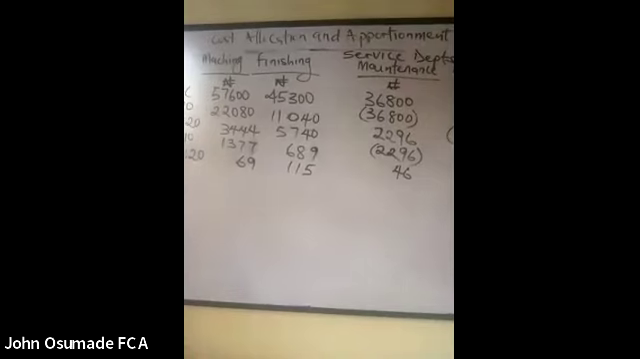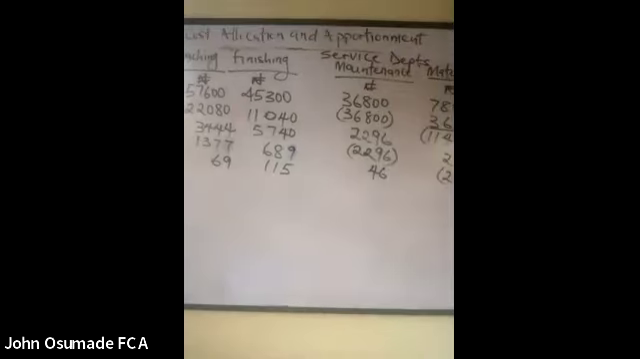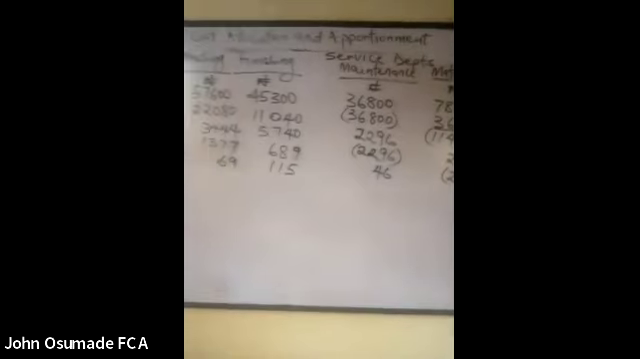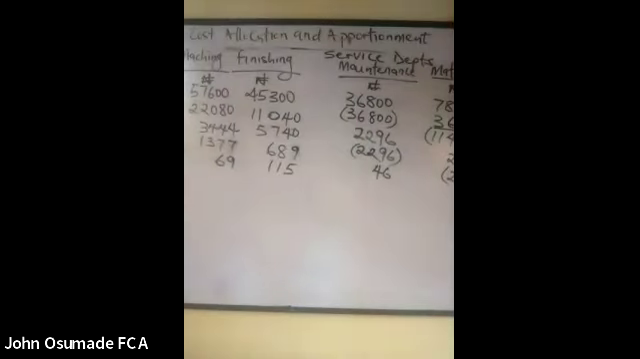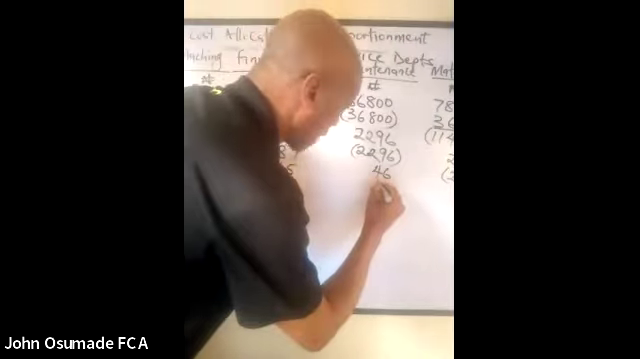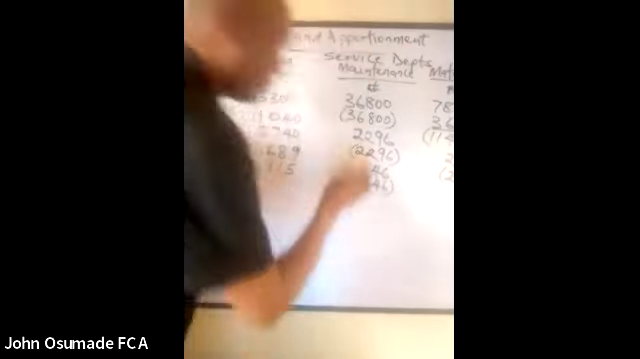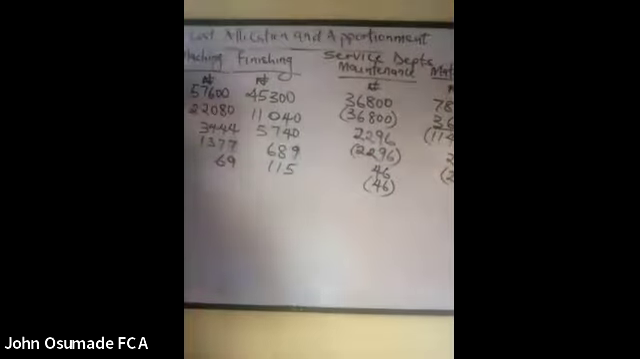I think it's 69. Confirm. Yes, sir. Beautiful. Now, apportion 46. I give the figure. You are going to do that yourself. Apportion 46. Maintenance. 60, 30, 10.